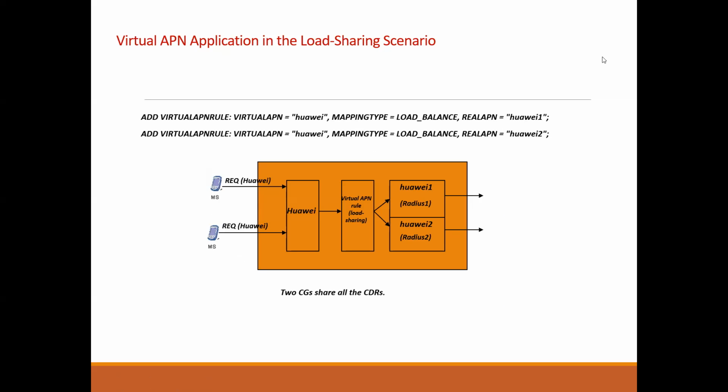Hassan, in which will it be assigned with the IP pool, virtual APN or actual? No, it's assigned with the actual APN. Virtual is just a virtual APN. Your actual configuration will be done based on your actual APN. So the IPs from the IP pool of Huawei 1 are going to be assigned, and if a different IP pool is used by Huawei 2, those IPs are going to be assigned.